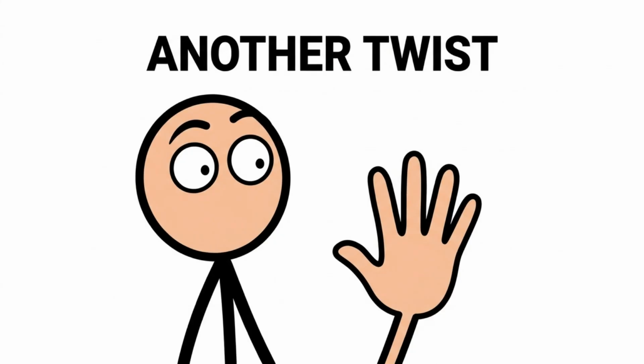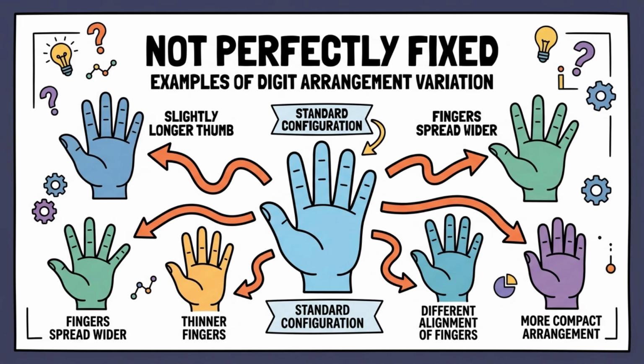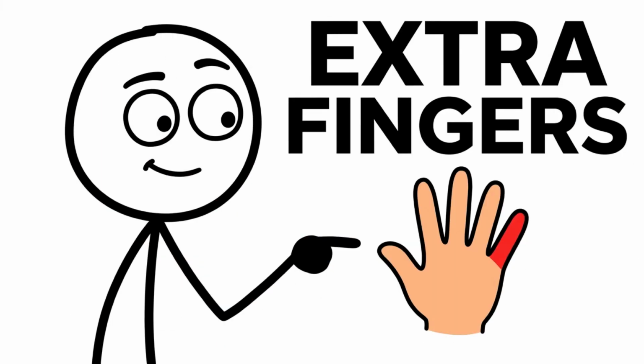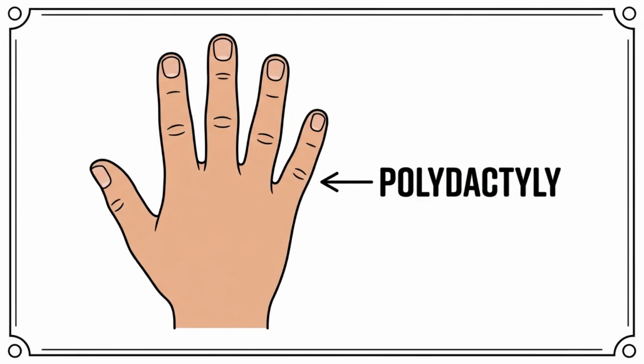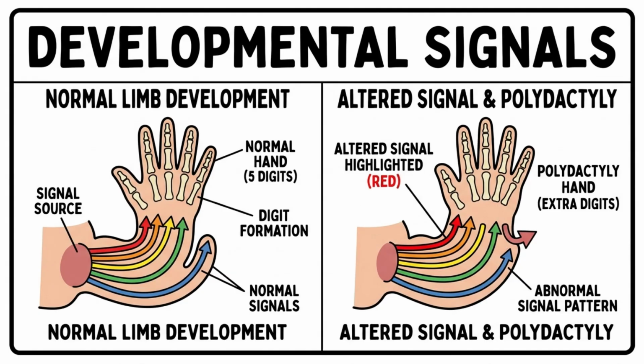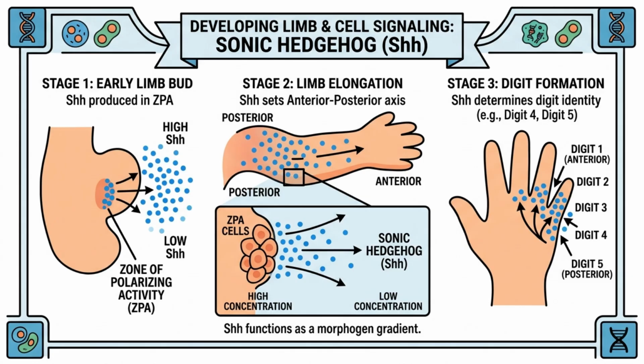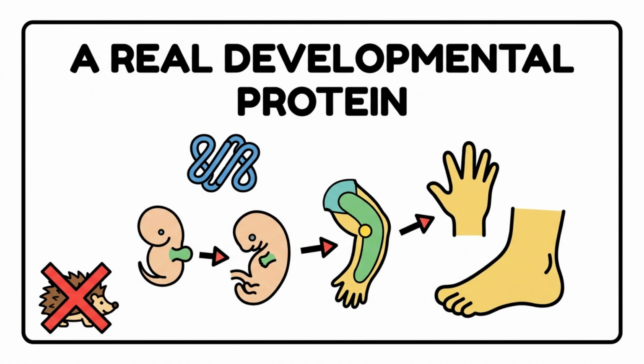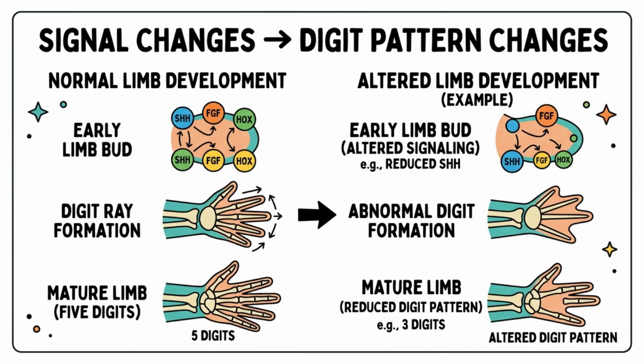But there is another twist. The five-finger pattern is not perfectly fixed. Humans sometimes develop extra fingers. This condition is called polydactyly. It can happen when changes affect the biological signals that guide limb development. One important system involves a signaling molecule called sonic hedgehog. Despite its unusual name, sonic hedgehog is a real protein involved in development. Researchers have discovered that changing its signaling can alter how digits form.